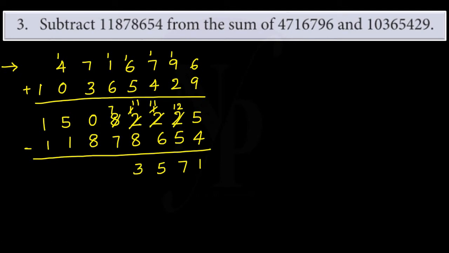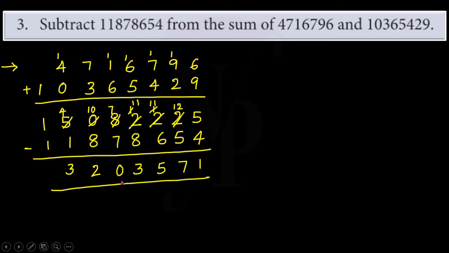Subtracting 7 from 7, you get 0. Subtracting 8 from 0 is not possible. Regroup, make this 4, and this will be 10. Now subtract 8 from 10, you get 2. Subtract 1 from 4, you get 3. Subtracting 1 from 1, you get 0. I'm not writing 0 in the greatest place, which is not having any value there. So the required solution or answer is 32,03,571.